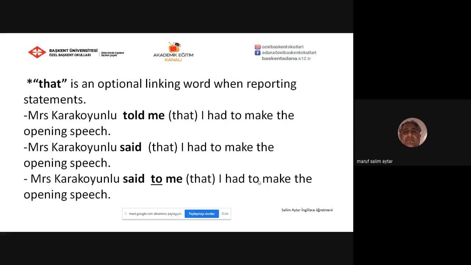That is an optional linking word when reporting statements, sentences, I mean to say. Mrs. Karakoyunlu told me that I had to make the opening speech. She said that I had to make the opening speech. She said to me that I had to make the opening speech. So, as shown in the examples here, I don't actually have to use that as a linking word here.